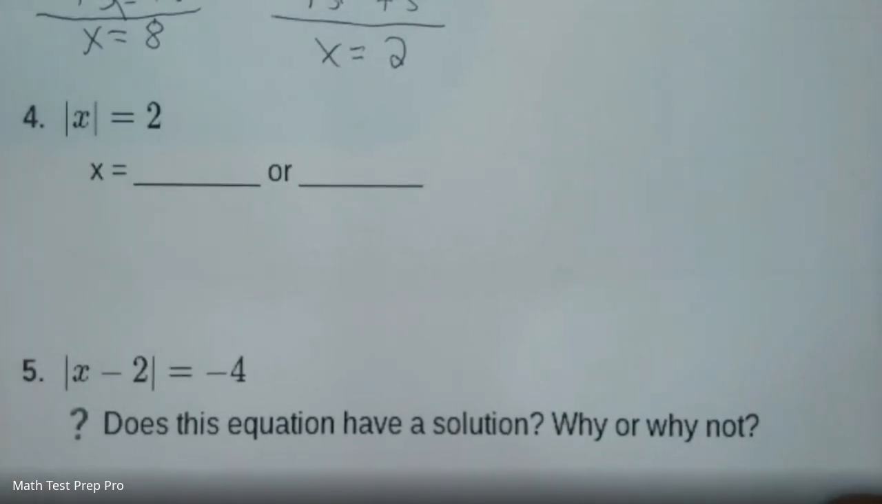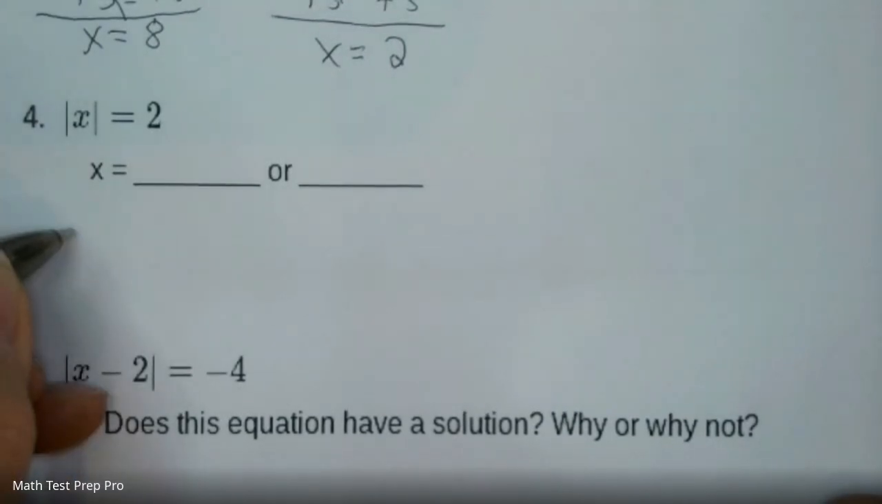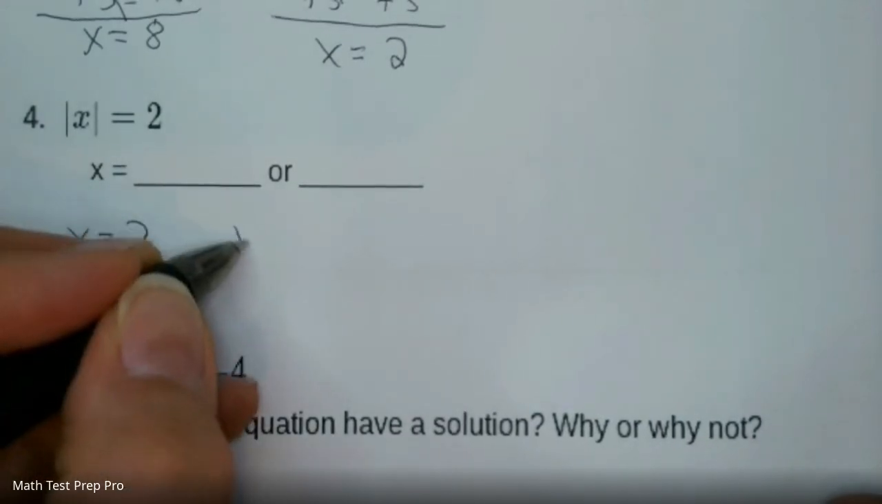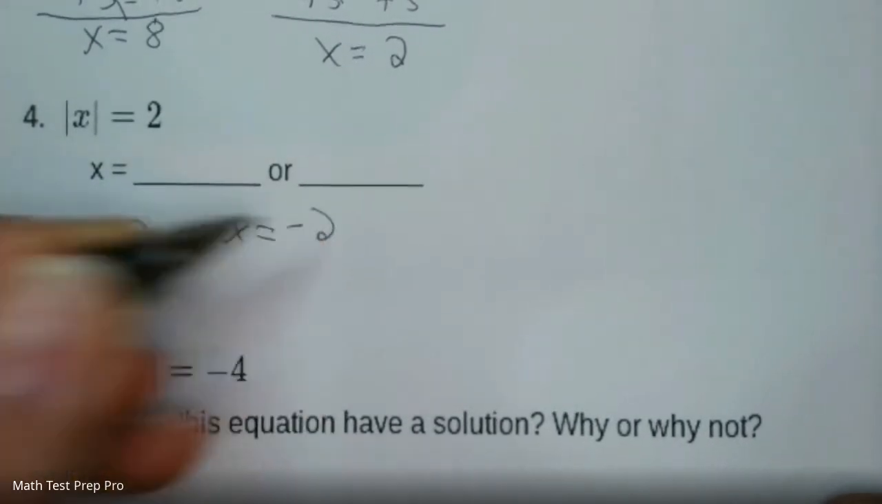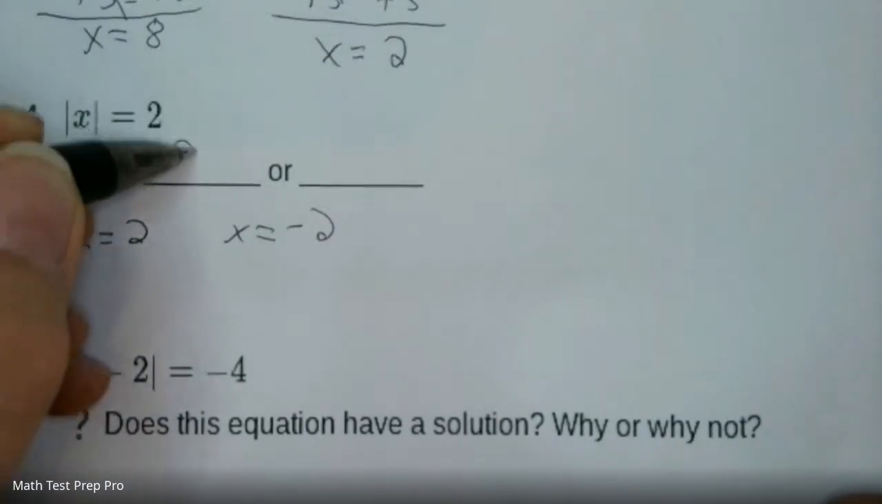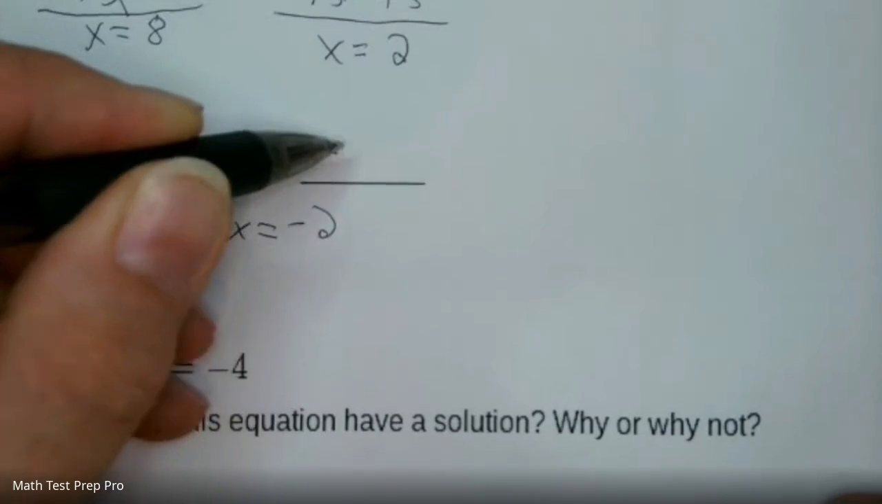x equals a and x equals -a. So we're going to say, all right, x equals 2. That's the positive value. Also, x equals -2. So there's no solving here. That's just the answer. 2, -2.